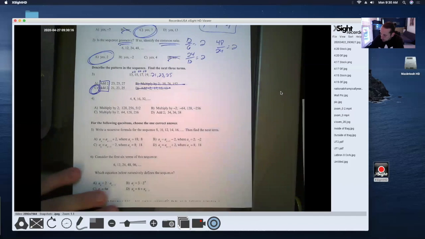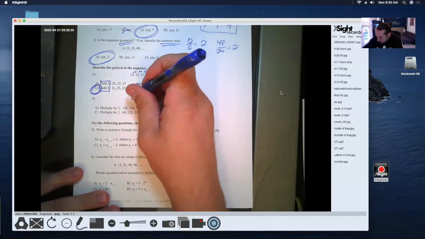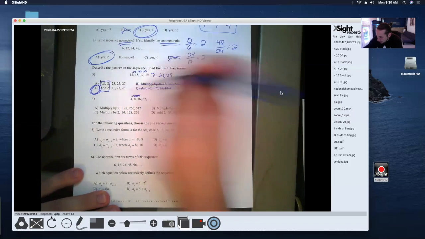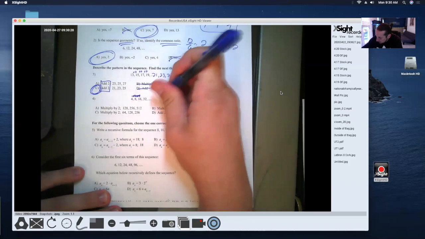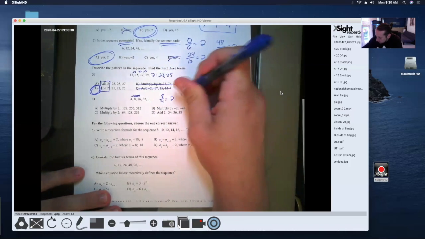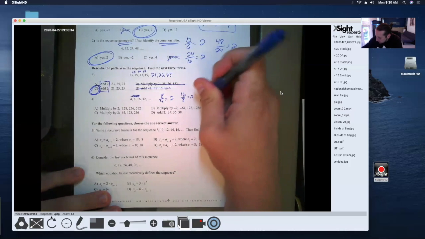And same thing with number 4. Again, you look at this. You add 4, but then here we add 8. So that's different, so it's not arithmetic. It has to be geometric. So you can go through and divide: 8 divided by 4, we find out that's 2. 16 divided by 8, 2. 32 divided by 16, 2.